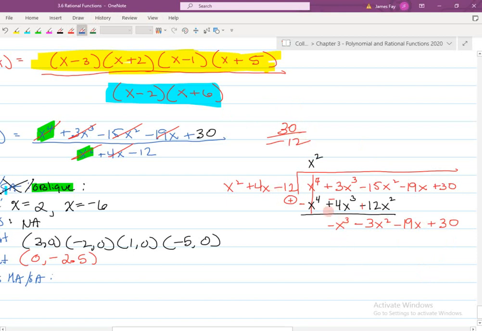The next question is then, okay, how many times does x squared go into negative x cubed? Or what do I need to multiply x squared by to get negative x cubed? It should be negative x, right? So multiply that out, then I get negative x cubed minus 4x squared plus 12x. And I'm going to change the signs. And I'll add straight down. So x cubes cancel. Leaves me x squared minus 31x plus 30.